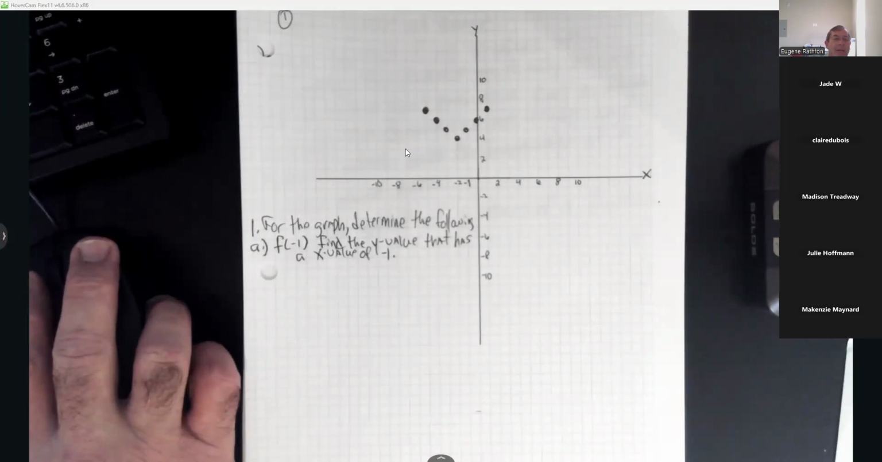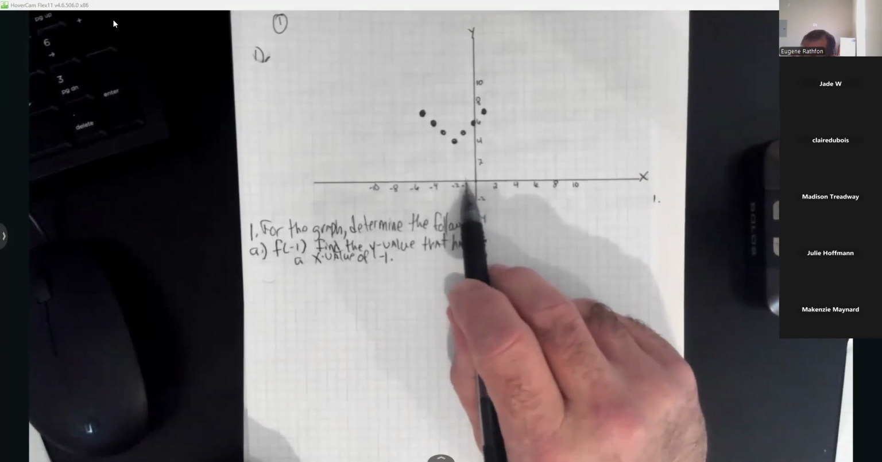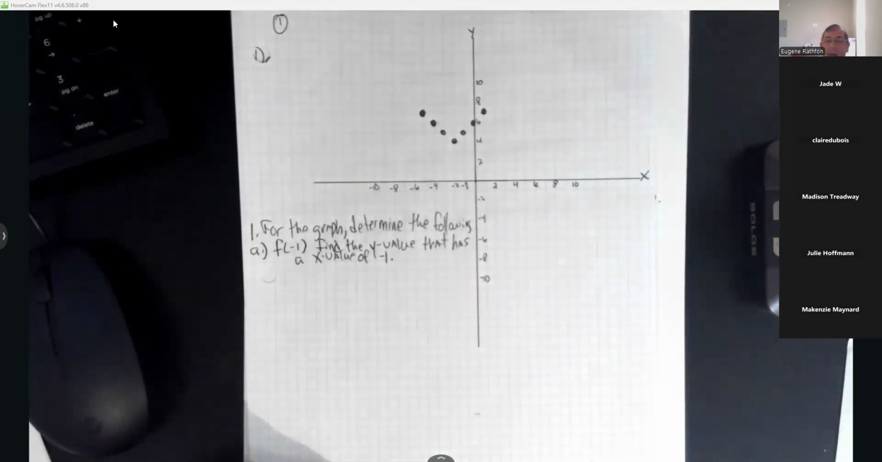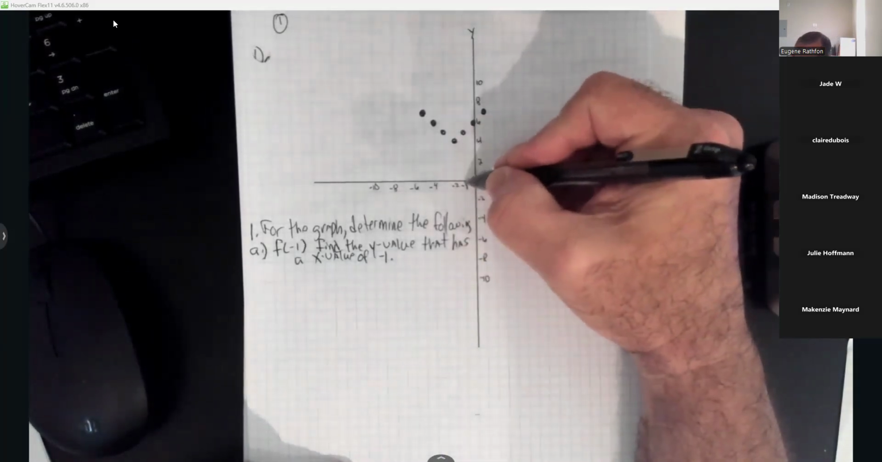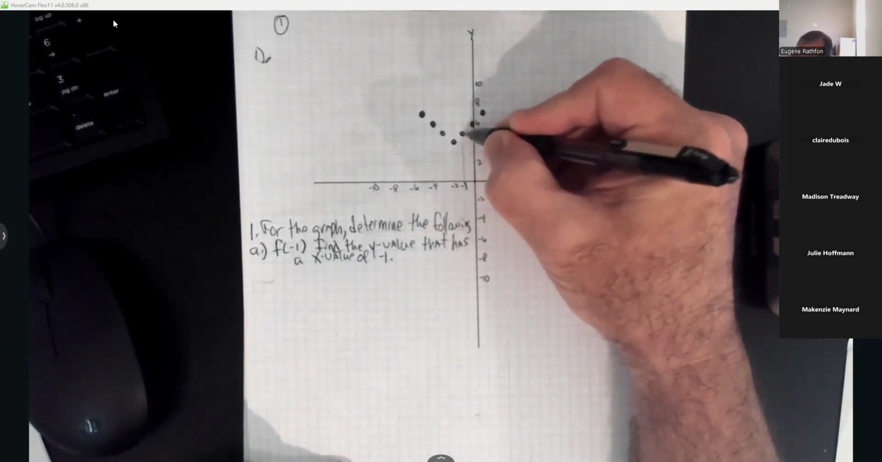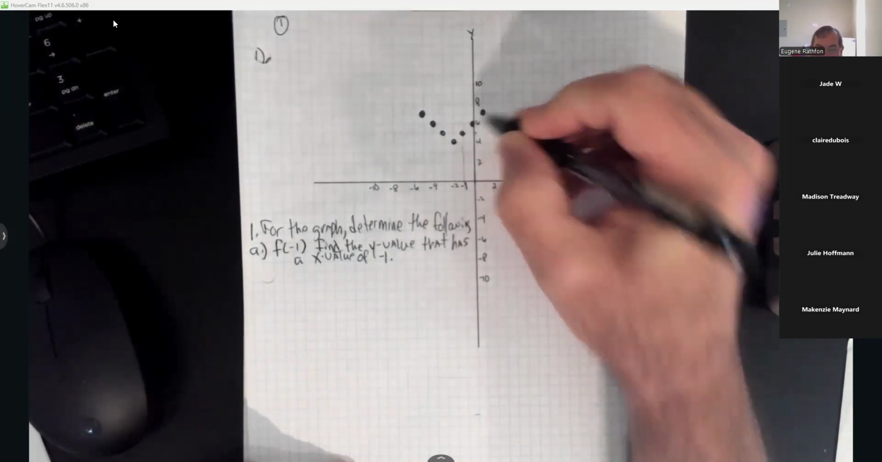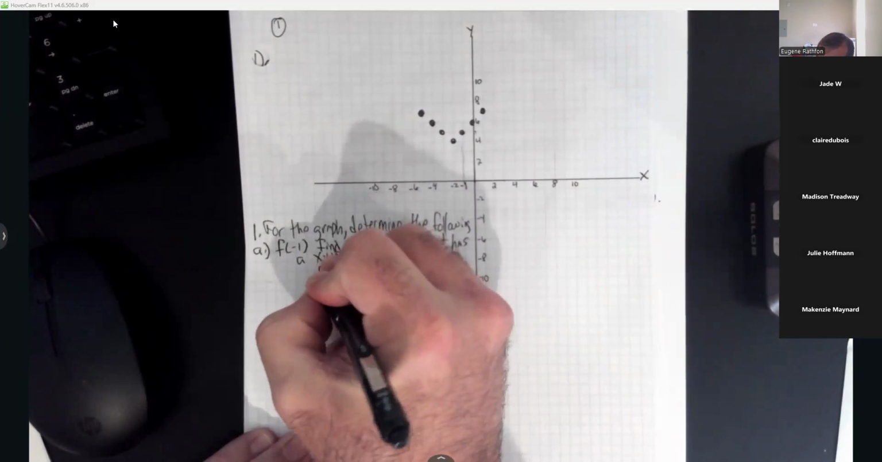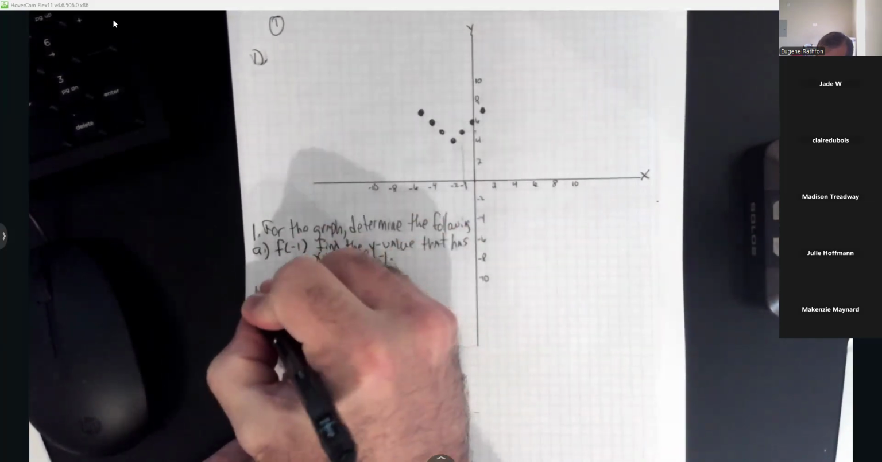And y'all, I'll pull up my chat. So y'all, what is the y value of the point -1, and Mackenzie, what you got up there? 5? Perfect. Because y'all, if you go straight up, that point has a y value of 5. So for number 1, we would put 5.